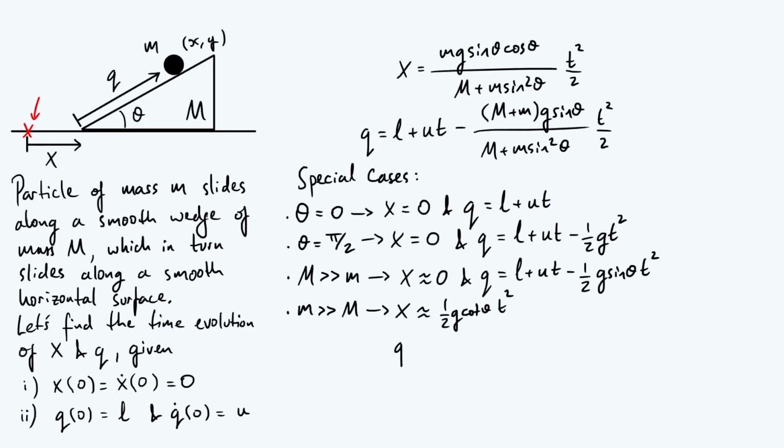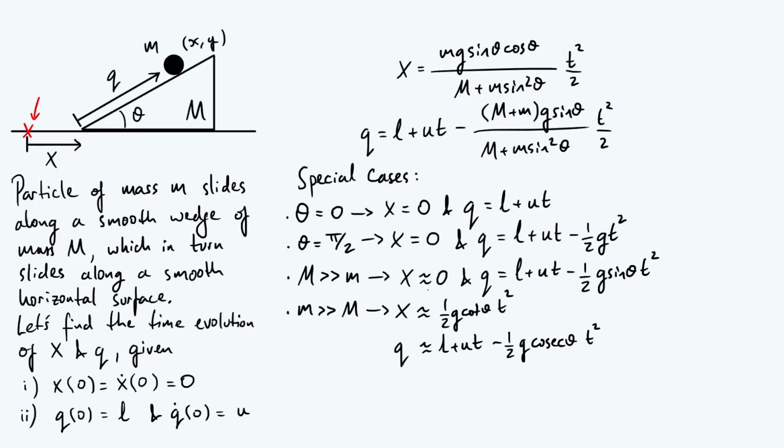Now, as always, q starts off with those same terms, L plus ut. Which terms are going to be negligible in the fraction this time? We'll pretend the capital M isn't there. Again, the small m's are going to cancel, but this time you've got sine theta on the top, sine squared theta on the bottom, so 1 over sine theta overall, or cosec theta, and so it's going to be L plus ut minus half g cosec theta t squared.